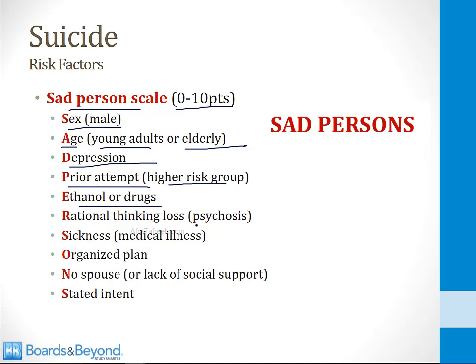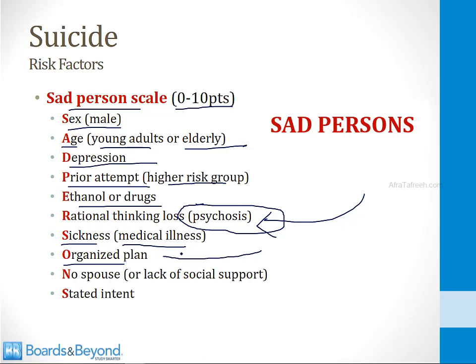Patients who have loss of rational thinking, meaning they're psychotic, as I told you before, psychosis is seen in severe mood disorder. So anyone who's got psychosis, by definition, has a severe mood disorder, and therefore is at higher risk of suicide. If patients have a concomitant medical illness, which is sickness, that puts them at higher risk. If patients have an organized plan, they're at higher risk.